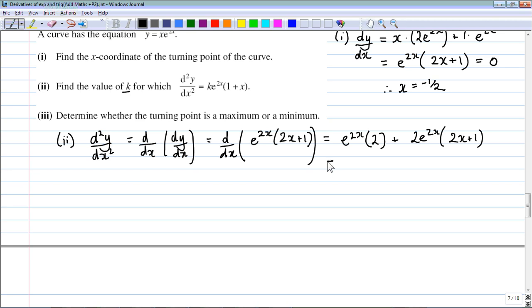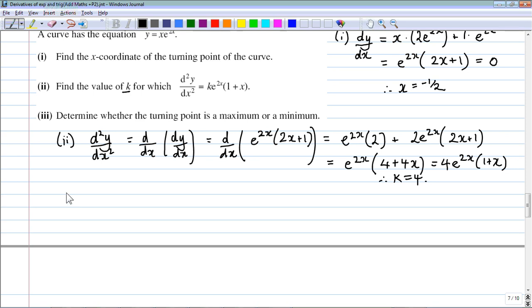So I've got e to the 2x, 2 plus 2 plus 4x. So that's 4e to the 2x. So therefore k is 4.